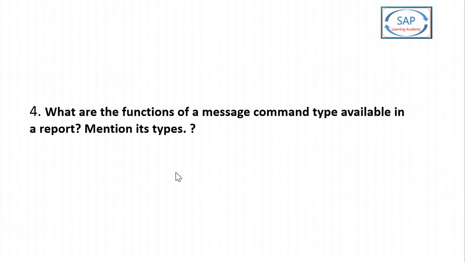Now we are coming to question number 4. What is the function of the MESSAGE command type available in a report, and mention its types? Here you have to mention what the message types are in SAP ABAP. The message type is used to provide information to the user about how the code or the report is working. Those types are A, E, I, S, W and X: A means abort, E means error in the program, I means information, S success, W warning, and X means exit.